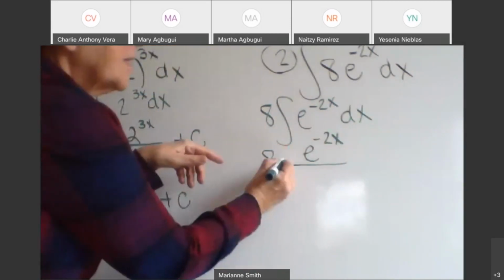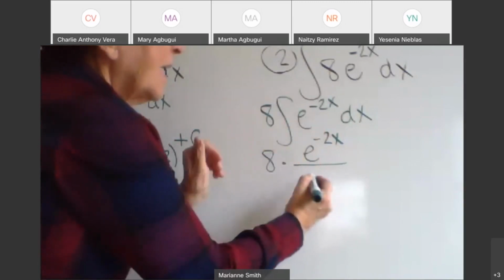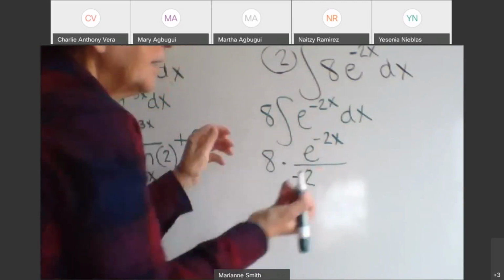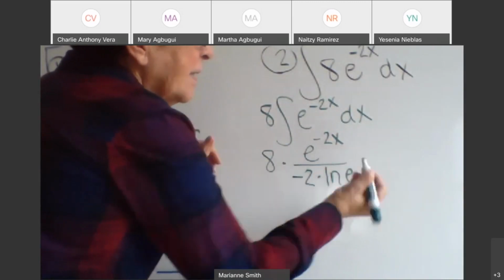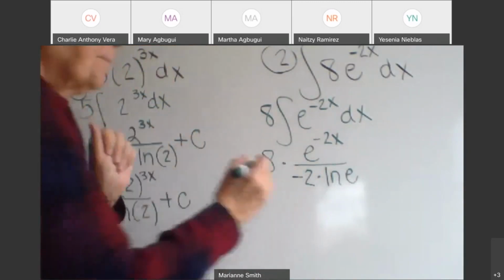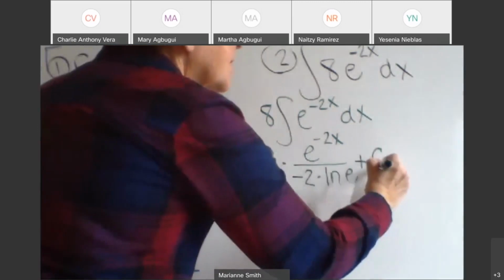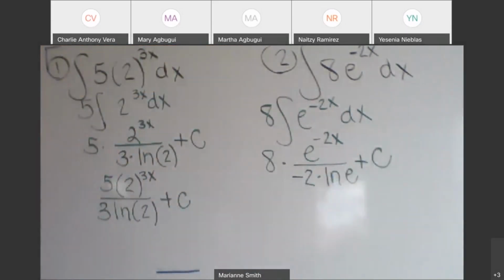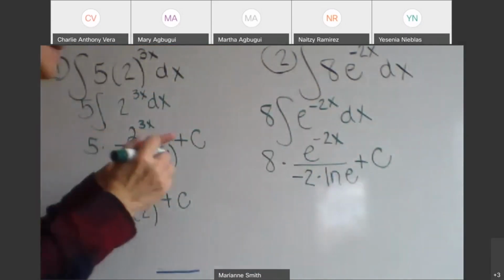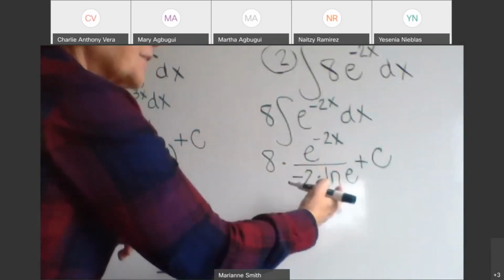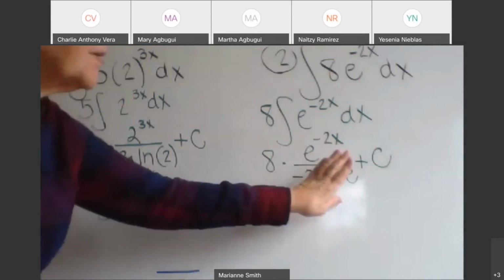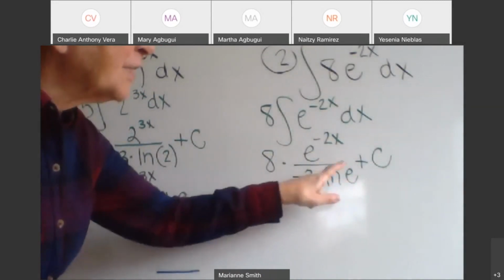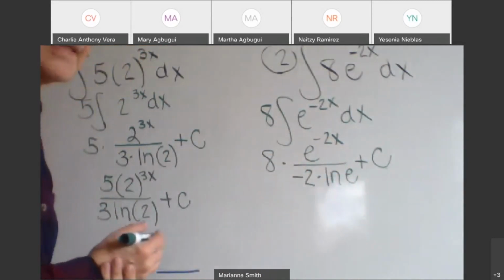The constant that's multiplying the x in the exponent goes in the denominator. And then you have ln of the base. I'm going to write ln e, plus c. Then we're going to do some algebra on it. The first thing you have to remember is ln e is a 1. So this factor is just going to disappear. I don't need to leave it there.